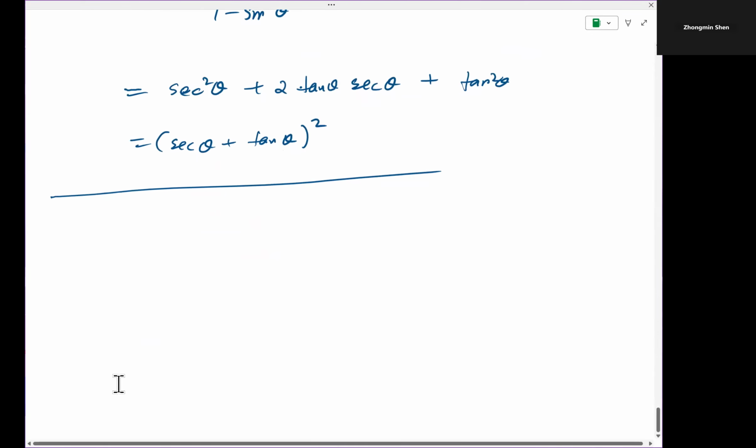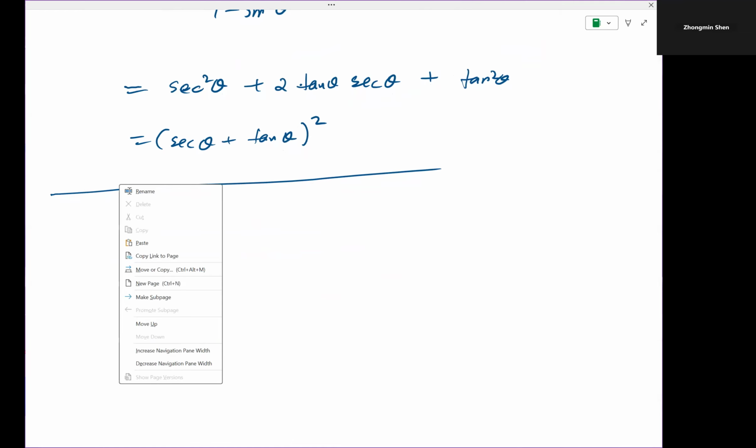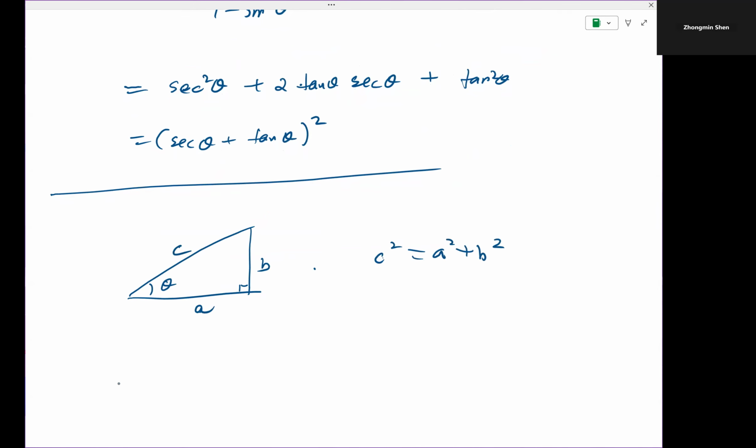Now, for our very last topic, I want you to remember this is a special right triangle, right? A special right triangle has the Pythagorean theorem. So this is theta, here's B, this is A, that's C. I know C squared equals A squared plus B squared.